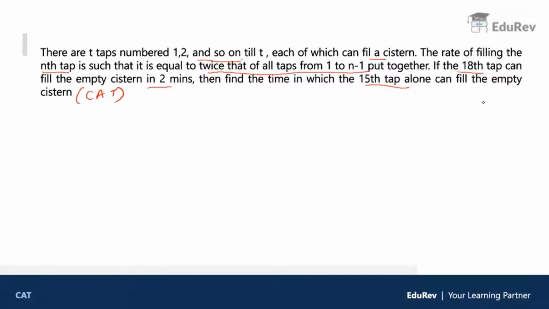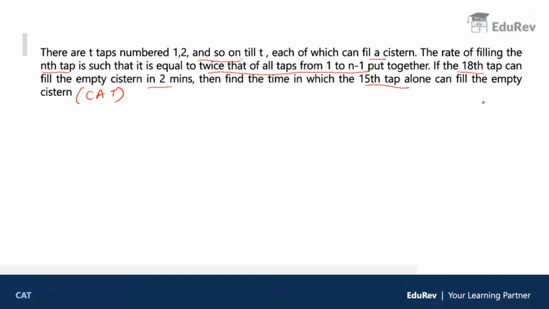Now, first of all, to understand the question takes a bit of time. See, what are they trying to say? Let's say tap number 1 fills x units in 1 minute. Tap number 2 will fill double of that, so it will fill 2x units. Tap 3 will fill double of 1 and 2 together. Tap 4 will fill double of 1, 2 and 3 together. Tap 5 will fill double of 1, 2, 3, 4 together.